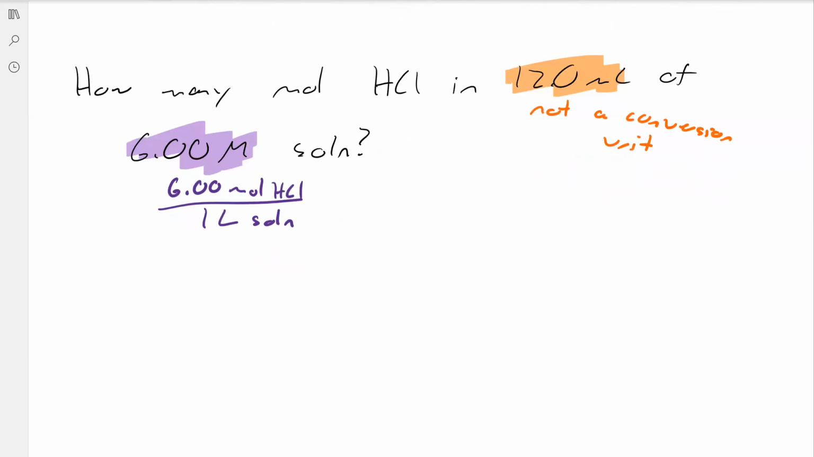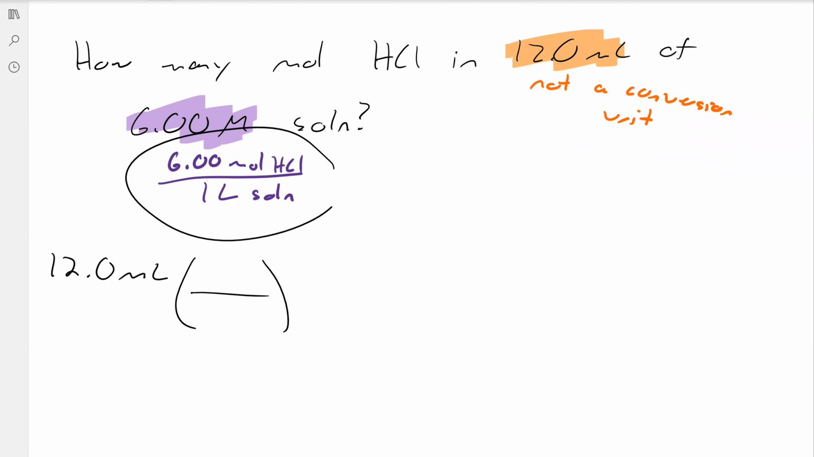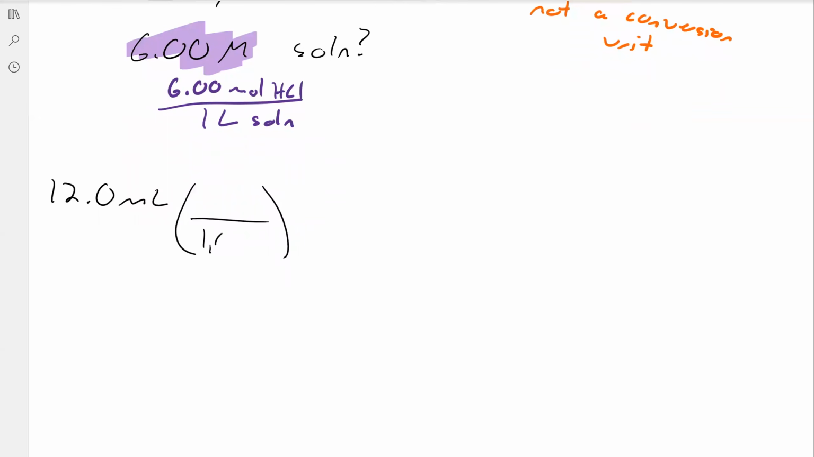So generally, it's always a good idea to start with a thing that's not a conversion unit. You don't necessarily have to. You can get to the same place by not doing it. It just makes your life a little bit easier. So I'm at 12.0 mL. I see in order to use my molar unit, I'm going to need to be in liters. So I'll go ahead and convert into liters.